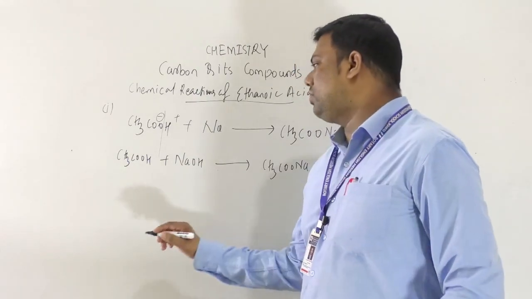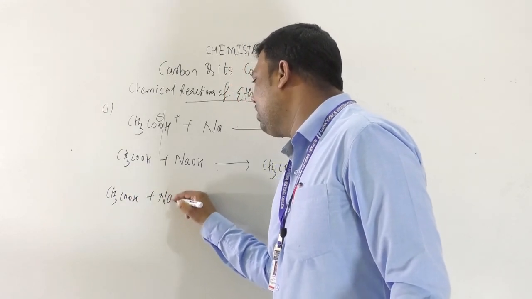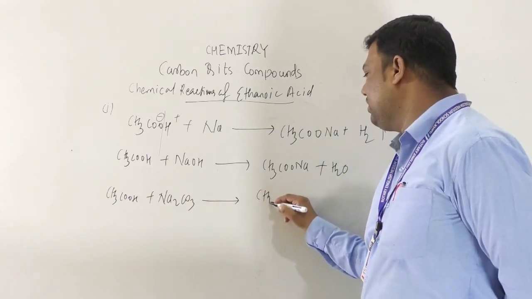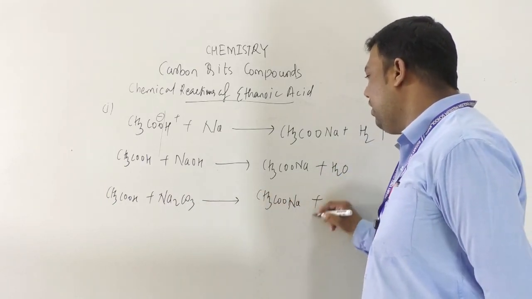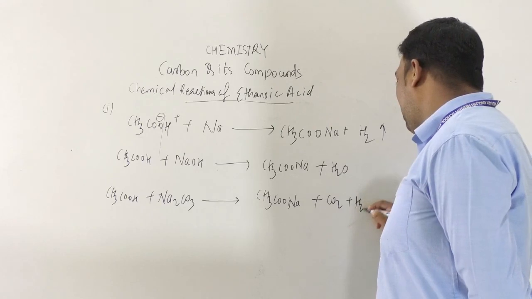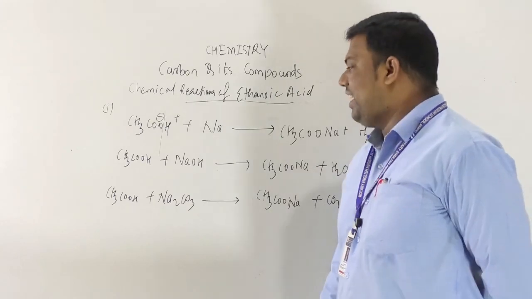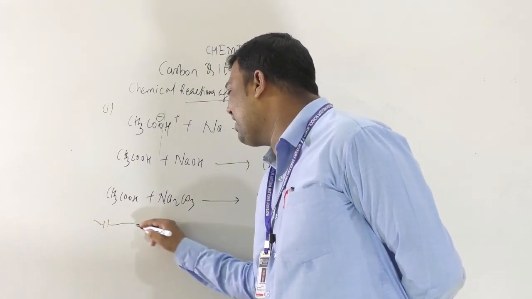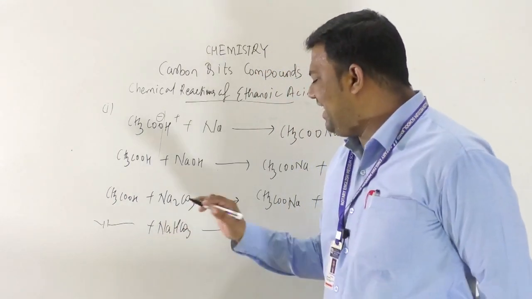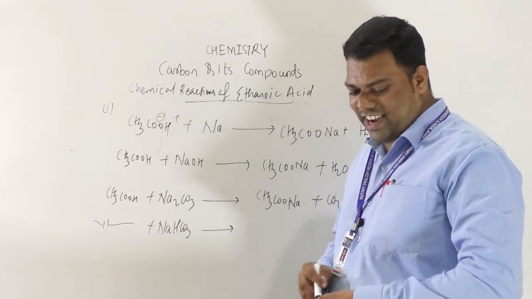Okay, so here, suppose you are considering CH3COOH plus Na2CO3. Then also here, what will form, beta? CH3COONa plus H2O plus CO2. All together we can write H2CO3. Understood? The same reaction we can write with sodium bicarbonate also, NaHCO3. Yes or no? Okay. Understood. So these are all the reactions.